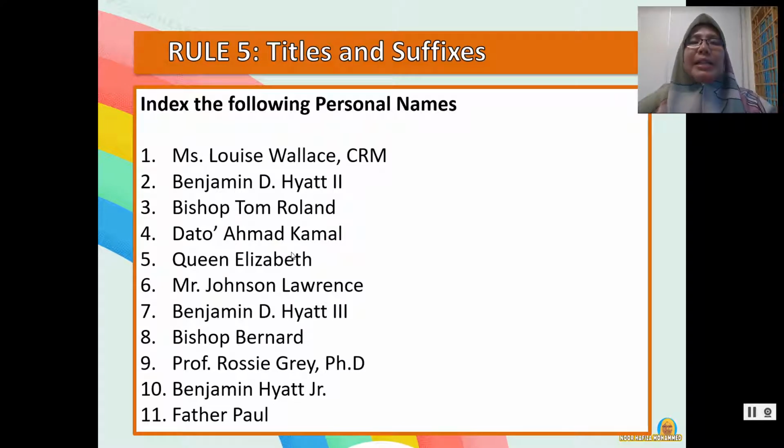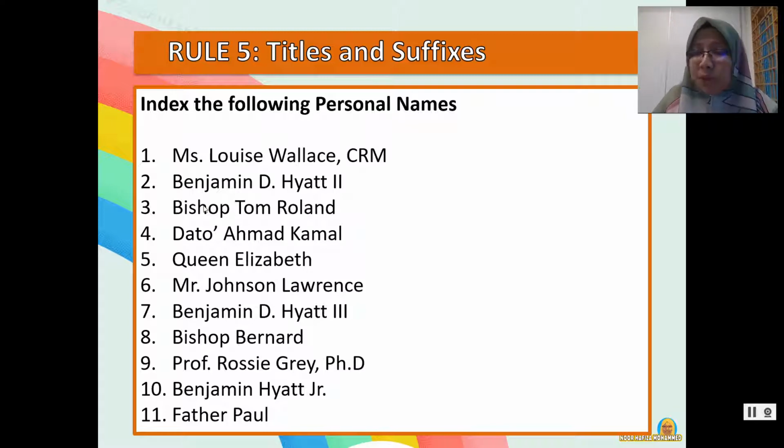So you need to index the following names. For the first one, we have the title, which is Miss, and the professional suffix, which is CRM. When we have both, you need to consider title as the last unit. For this one, you have the numeric, which is the seniority suffix, Roman number 2. Now, Bishop is one of the religious names. When you have only Bishop Tom, you just index as written. Bishop will be the first unit, Tom will be the second unit.